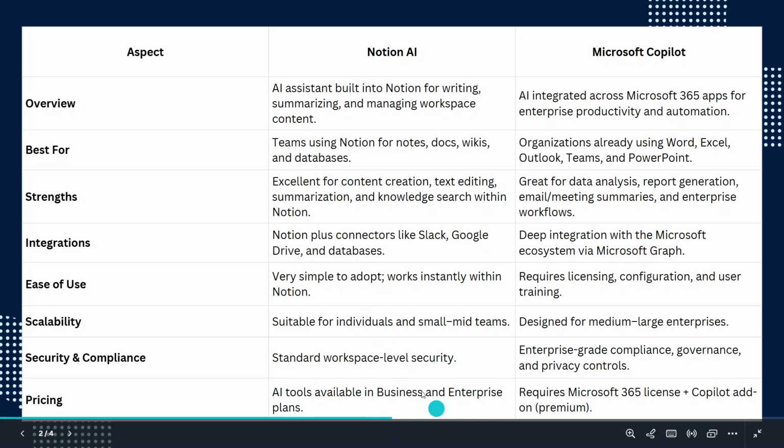Now, moving on to Microsoft Copilot, which is particularly useful for organizations that are already using Microsoft 365 applications. A big advantage is its wide reach, working effortlessly across numerous applications such as Word, Excel, Outlook, Teams, and PowerPoint. It's also incredibly strong in generating data analyses, reports, summaries, and managing meeting insights with great efficiency.